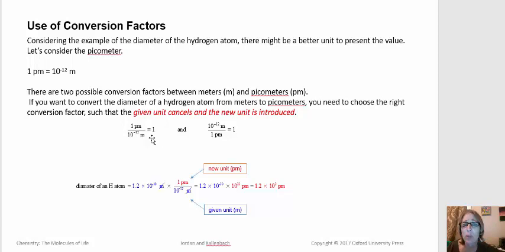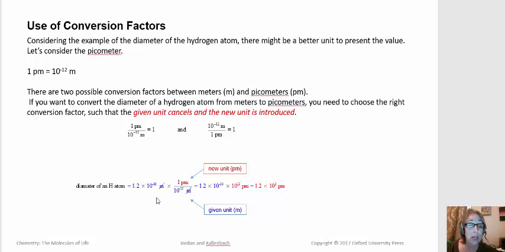So how do we know which conversion factor to use? Well, it varies from problem to problem, and we have to be very, very clear about what unit we're converting from and what unit we're converting to. If we're aware of that, then that will help us figure out which way to write the conversion factor so we end up with the right answer.